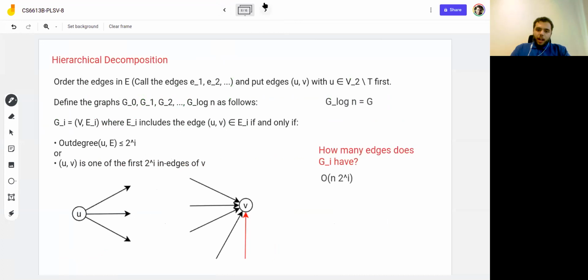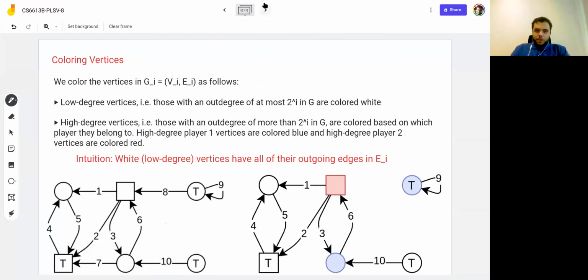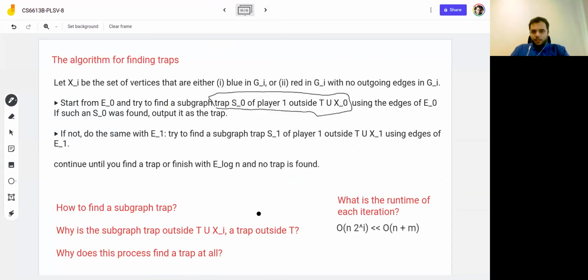But right now, I still don't have anything about the size of the traps that I find. The only thing that I know is that if I find the trap in iteration I, this is the amount of time that I have spent. Okay. So let's actually find a bound on the size of the traps. But before doing that, are there any questions to this point, or is everything clear?